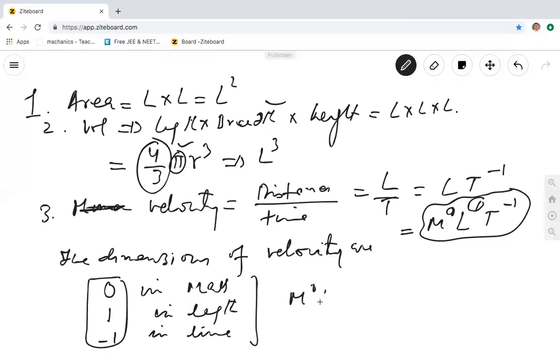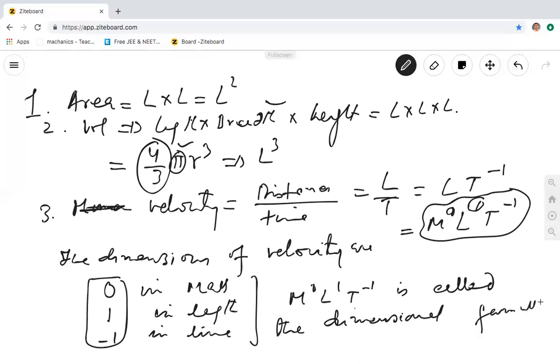And m0 L1 T minus 1 is called the dimensional formula for velocity. That's all. If you don't mention this m raised to power 0, you can delete it because anything raised to power 0 is 1. You can write L1 T minus 1. And if you don't even write this 1, it is implied that it is L raised to power 1. So you can put it as simple as possible. This is all about velocity.